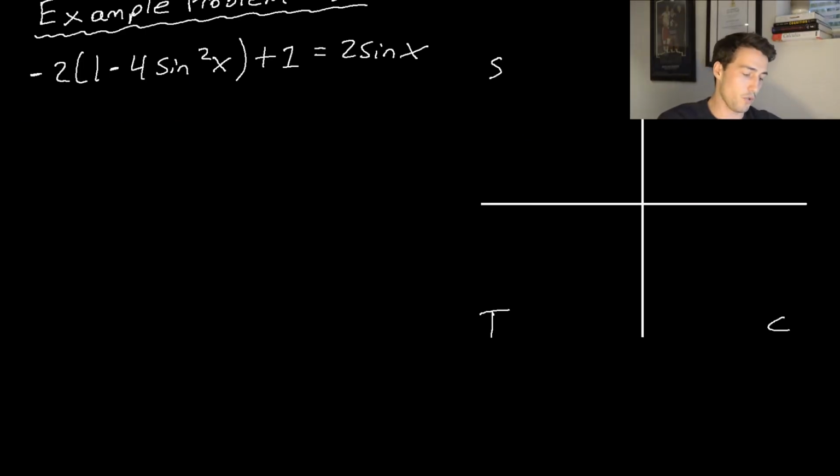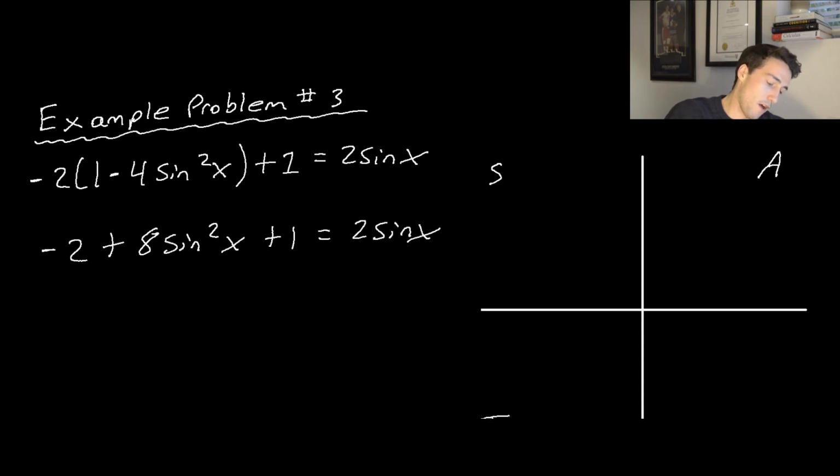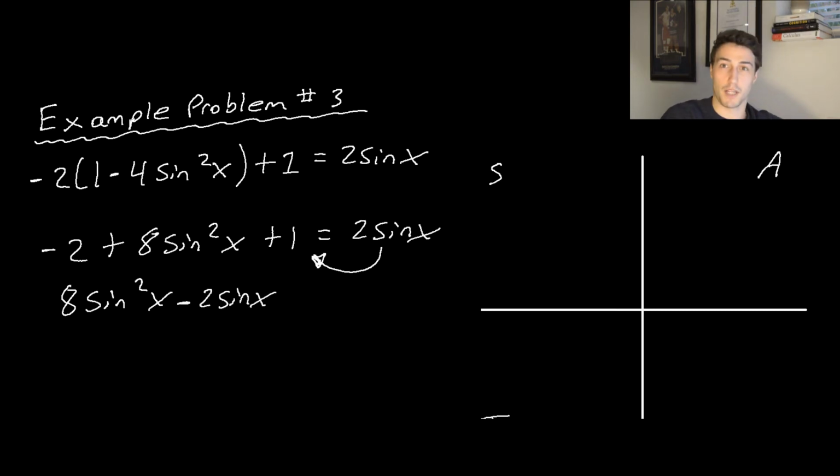Okay, so now we're on to example problem number 3. I'm going to expand this bracket out. So this is going to be negative 2 plus 8 sine squared x plus 1 is equal to 2 sine of x. Now I'm going to collect like terms. I'm going to put 8 sine squared x first, then bring this over, so this will be minus 2 sine of x. And then negative 2 plus 1 is going to be negative 1. That's all equal to 0.